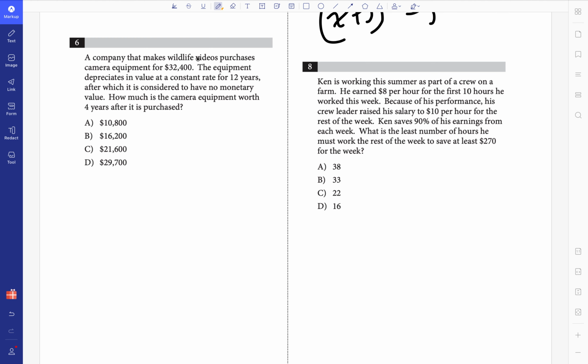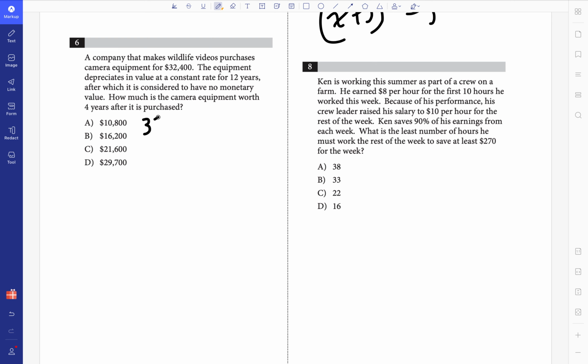Now for number 6. A wildlife video company purchases camera equipment for $32,400. The equipment depreciates in value at a constant rate for 12 years, after which it has no monetary value. How much is the camera equipment worth 4 years after it's purchased? So the first question I want to ask myself is, how much money does it lose per year?